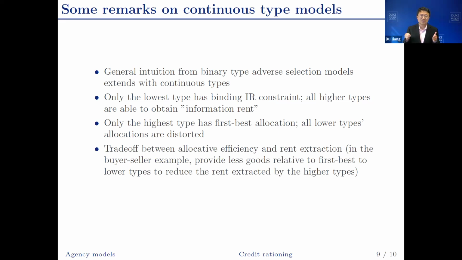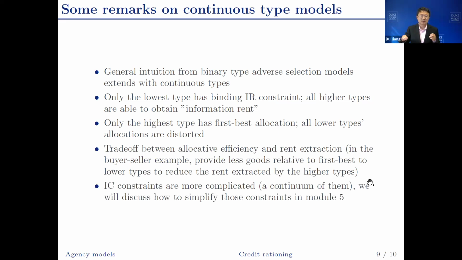For example, in the buyer-seller case that we discussed in the previous class, we're going to provide fewer goods relative to first best to low types in order to reduce the rent extracted by the higher types. So it distorts allocative efficiency to reduce rent extraction. The IC constraints are going to be more complicated because there is a continuum of types. So there is a continuum of IC constraints. And we're going to discuss how to simplify those constraints in Module 5 when we discuss the example of the real effects that utilizes those continuous type adverse selection models.